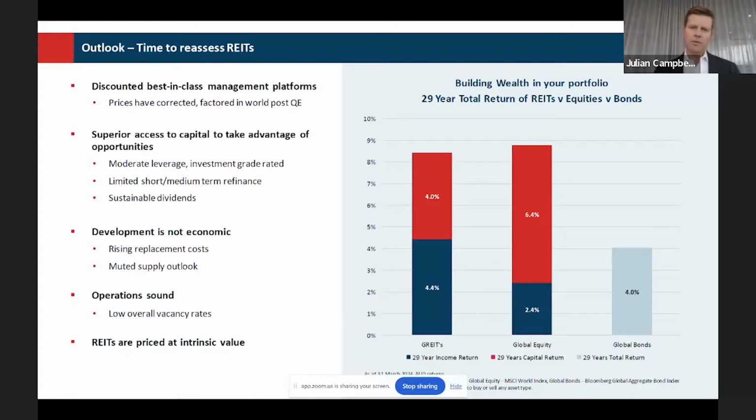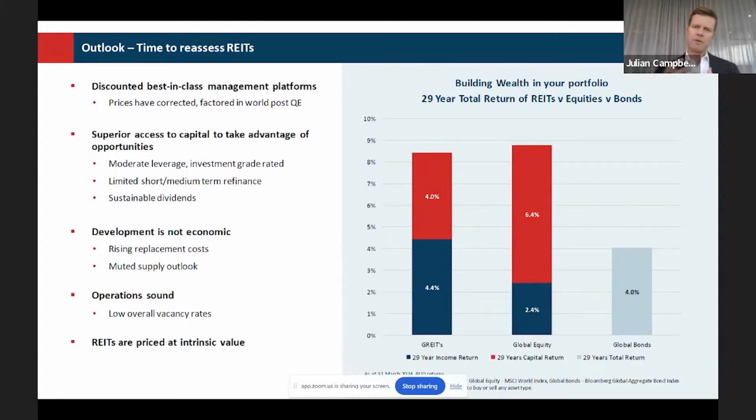They've adjusted to the higher interest rates and post-QE world, and they have excellent access to capital, and that'll put them in a competitive advantage versus many in the private markets, given low leverage, limited refinance. So some of the headlines you see around massive refinance headwinds, this is not the case in the listed market. That puts them in a position to take advantage of opportunities.